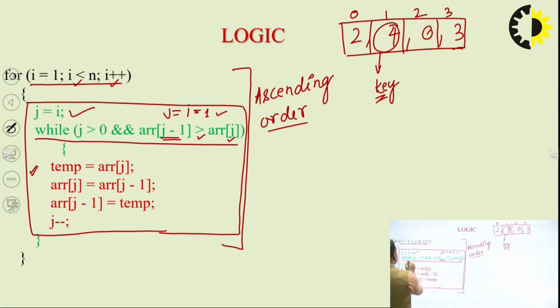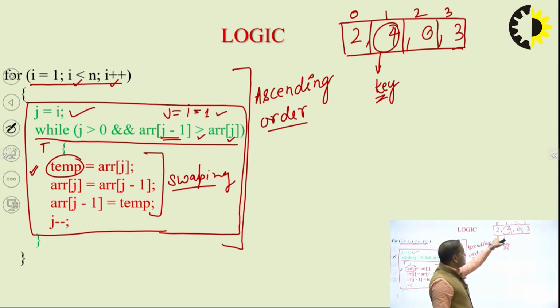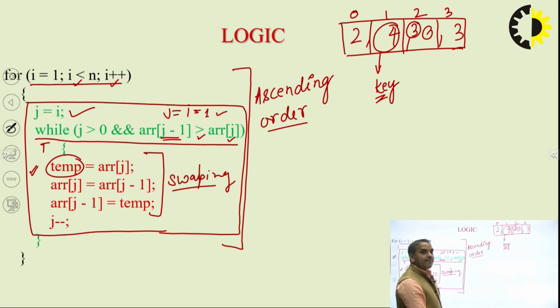If this condition is true, then temp equals arr[j], arr[j] equals arr[j-1], arr[j-1] equals temp, and j--. This condition is for swapping. I already told you that if the given elements are 2, 4, 3, the next element is 3, and 3 is less than 4, then we have to swap 3 with 4. This step is executed here.